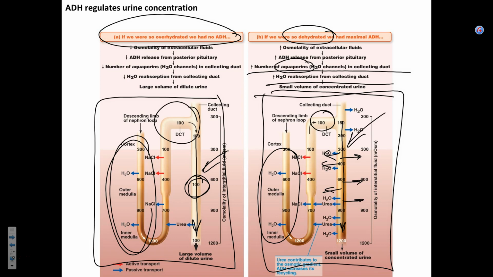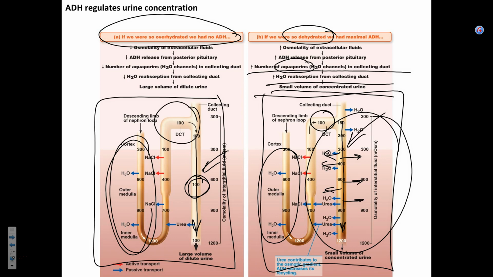If the amount of water decreases, like when you're dehydrated, osmolality of the extracellular fluid goes up. Your posterior pituitary releases ADH. ADH stimulates aquaporin synthesis, and you have water reabsorption in the collecting duct. Does that make sense? We talked about it. I'm just curious if you remember.